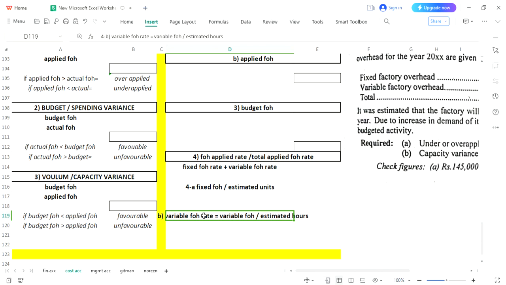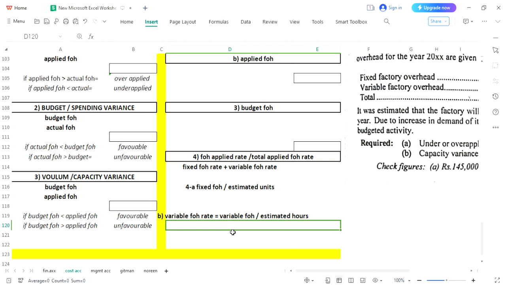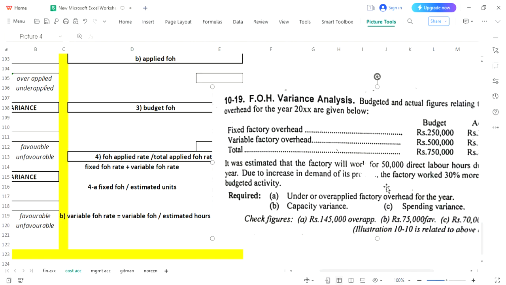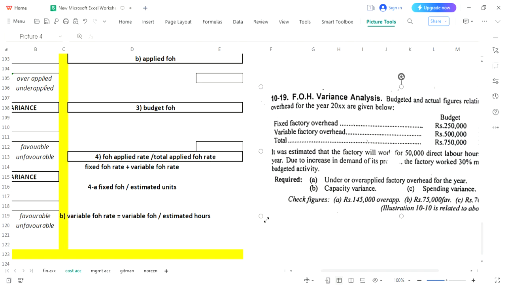Okay. So this is our first step, which would be completed for B part. We will calculate variable FH rate. For this we'll have to see our question. Let's go over there. It's a little bigger size. We can reduce the size so that both things could be visible at the same time.